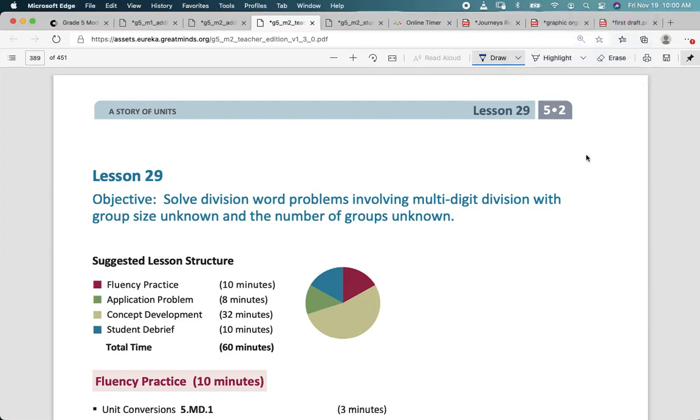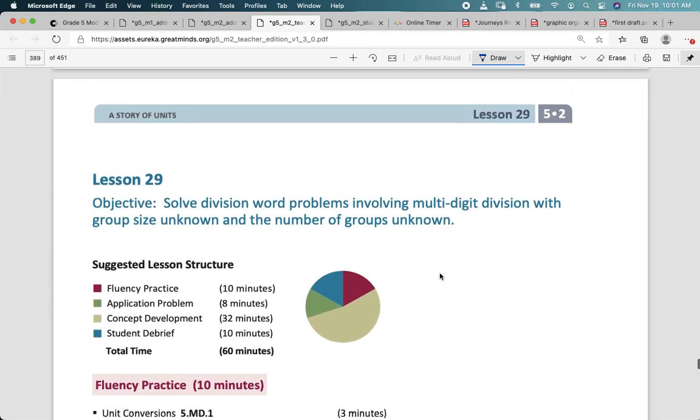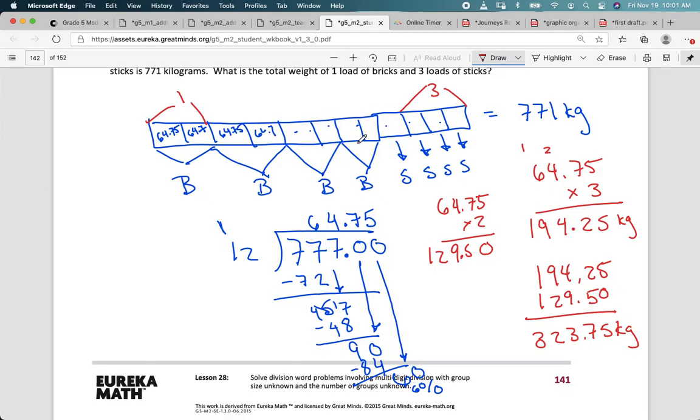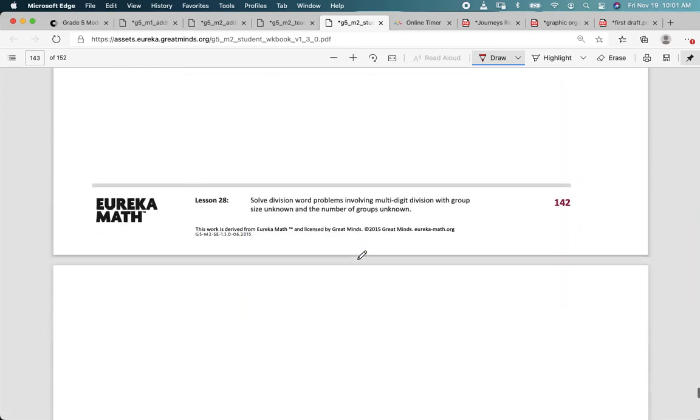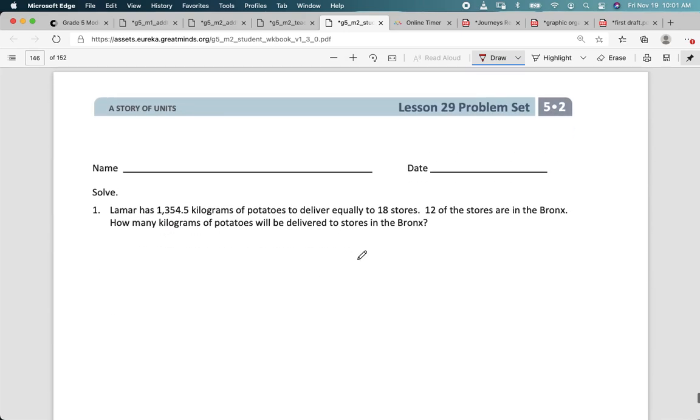This is Module 2, Lesson 29, and we're finishing the module today. Then we're going to have a review, then we'll have the test, okay? So our objective is to solve division word problems using multi-digit division with group size unknown and the number of groups unknown. So this is just more word problems helping us to practice those skills that will be on the test, okay? So let's go to our Learn book, Lesson 29, problem set.